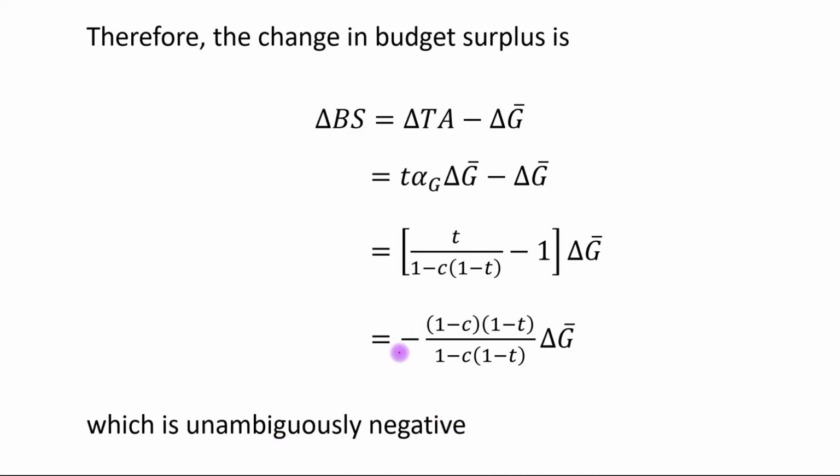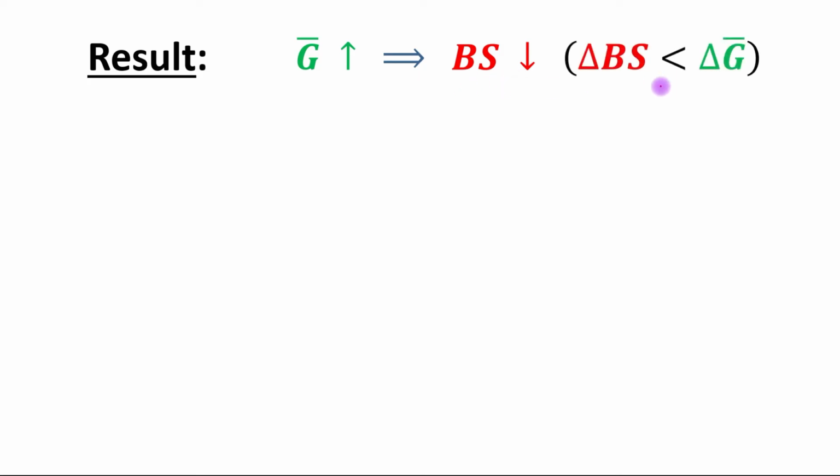So if G bar increases, then budget surplus will be reduced. And change in budget surplus will be less than change in G bar.